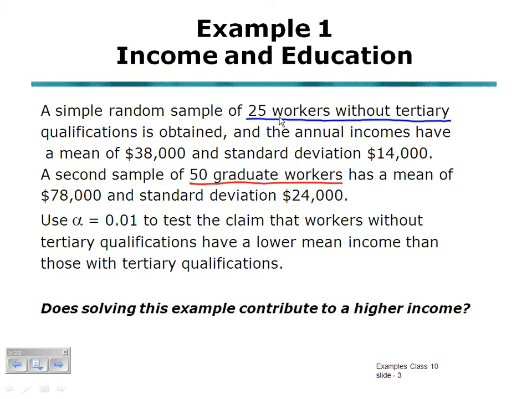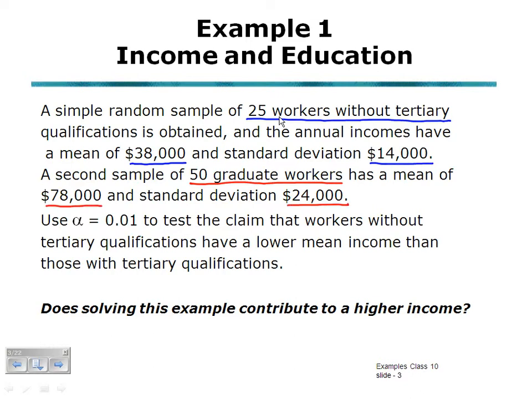Now we have mean and standard deviation for each of these samples, the mean annual income for the workers without tertiary qualifications of $38,000 and standard deviation of $14,000. And those of the 50 graduate workers with a mean of $78,000 and a standard deviation of $24,000.